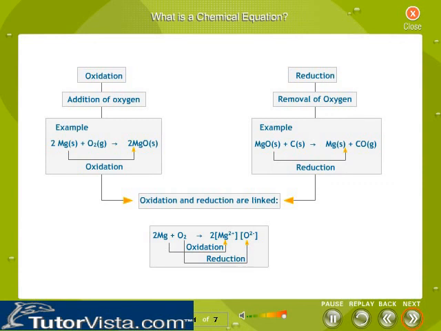An example is the reduction of magnesium oxide to magnesium metal by heating with carbon at 200 degrees Celsius. Carbon monoxide is the oxidized product formed. Because electrons are neither created nor destroyed in a chemical reaction, oxidation and reduction are linked. It is impossible to have one without the other, as shown here.